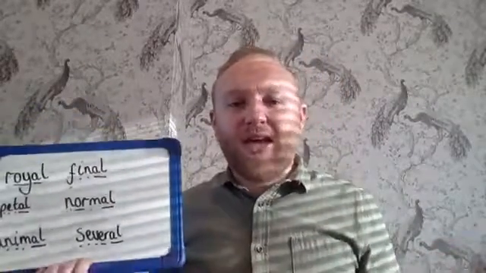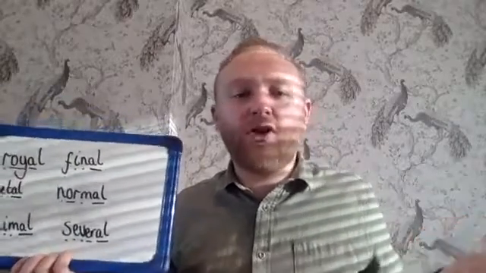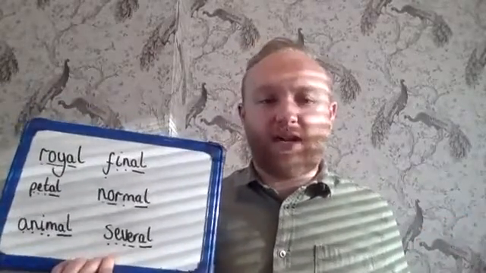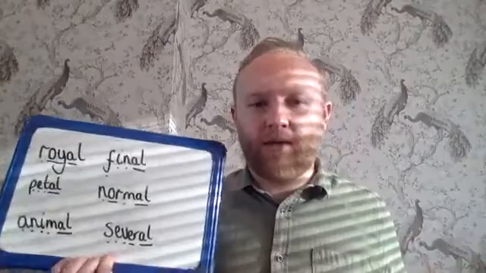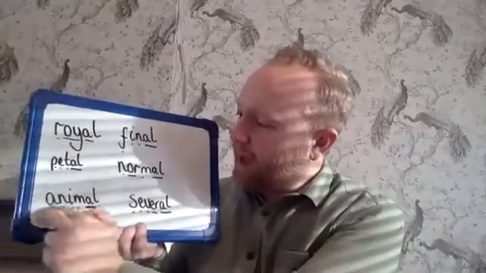Normal. Normal. So something's normal. It means it's the same. It's average. So we could say today we're going to have a normal day. Nothing unusual is going to happen. It's going to be the same as every day. It's normal. We know what's coming. Okay. Somebody could be normal. Okay. Let's have a look at the next one.